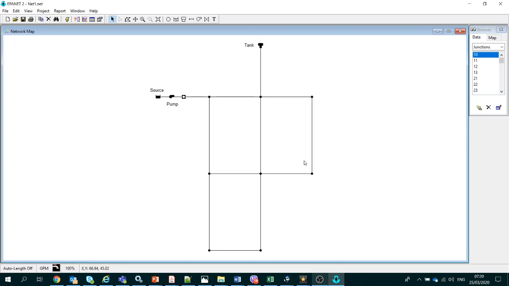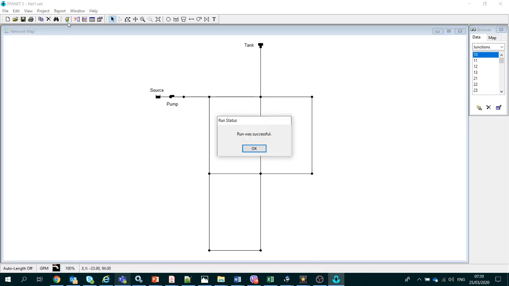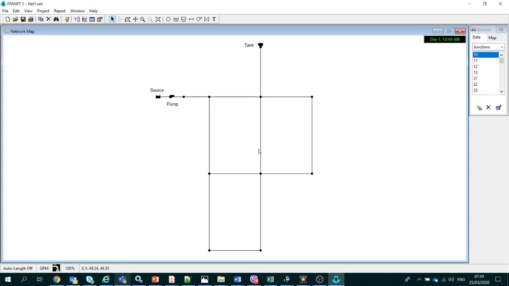Looks like this. So you can see that there is a water source here and a pump is being used to provide water into the network, and there is a storage tank here. So this is a fairly simple network, and you can also notice that the units they have been using is gallons per minute in this case. Let's run this network. So run was successful. Now you can start examining the results.